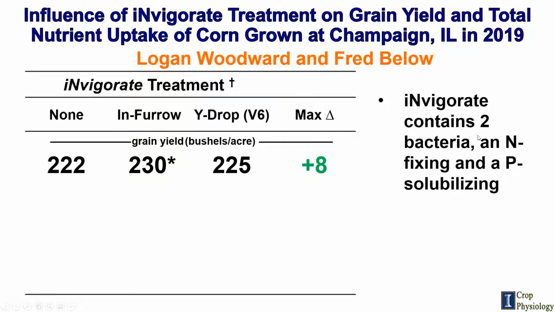And so this product had an N-fixing bacteria and a phosphorus solubilizing bacteria. Now, a lot of it, yeah, we increased the yields, but maybe start thinking why.